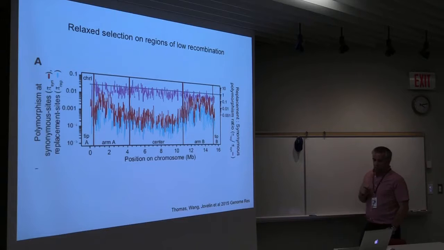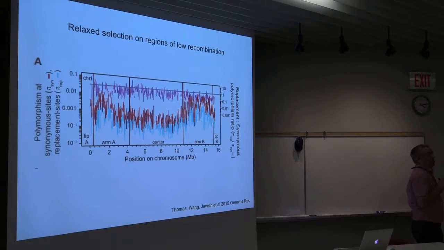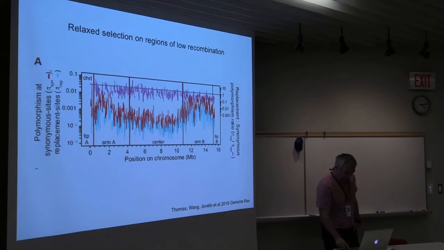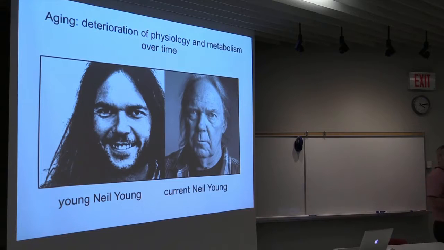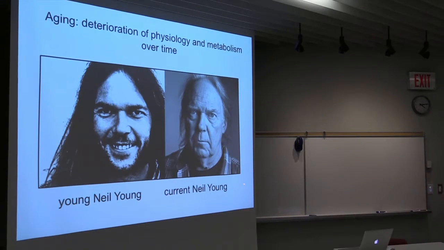So the strategy we've been using is to look at variation in related species that are, of course, outcrossing, but with some functional information derived from C. elegans. One of the systems we looked at is the evolution of aging. So what is aging? Aging is the deterioration of physiology and metabolism over time. So this is famously the singer Neil Young a number of years ago, I'm not sure when, but this is what he looks like now. Okay, we're more familiar with this picture again.